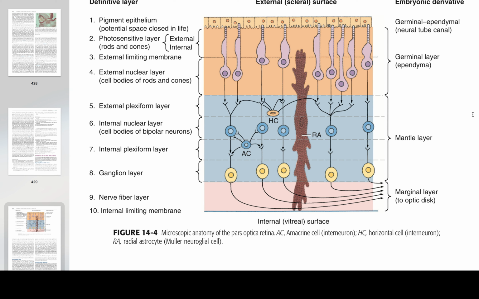The external segment is connected to the internal segment by a slender stalk containing the modified cilium. The internal segment, called the ellipsoid, is elongated in rods and oval in cones and is composed mostly of endoplasmic reticulum and numerous mitochondria. The ellipsoid is a modification of the cell body of these photoreceptor special somatic afferent neurons. External limiting membrane. The external limiting membrane consists of the junctional complexes between the photoreceptor neurons and the supporting radial astrocytes, the cells of Mueller.